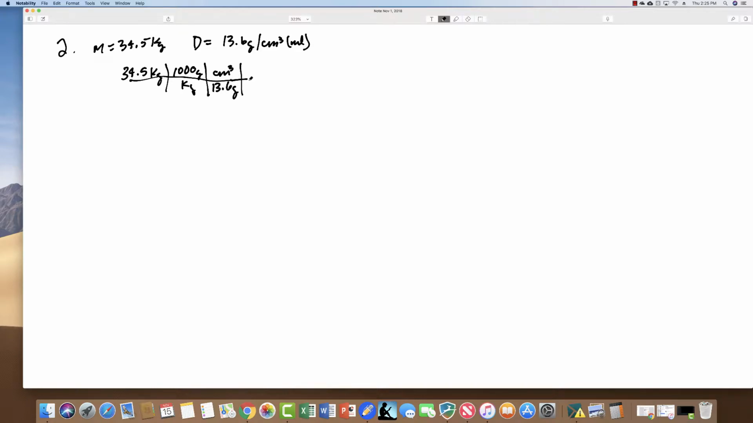And if we look at 1,000 cubic centimeters in a liter, it says it wants the answer in liters, so that's 1,000 cubic centimeters or 1,000 milliliters in 1 liter. Now this 1,000 cancels this 1,000, and so if you divide 13.6 into 34.5, it'll give you the answer, which is 2.54 liters of mercury.